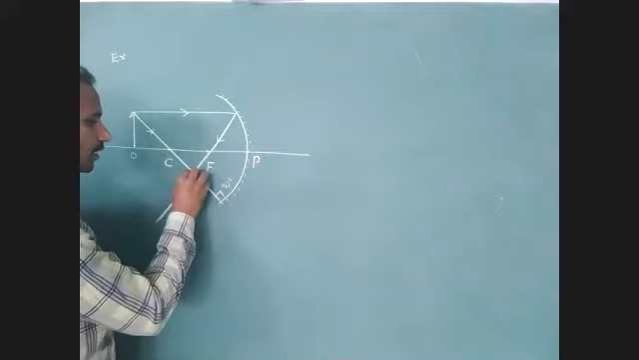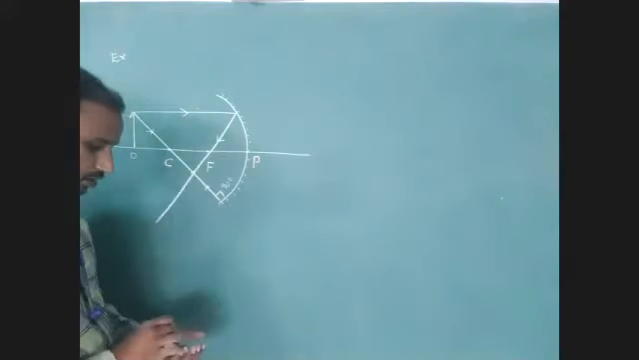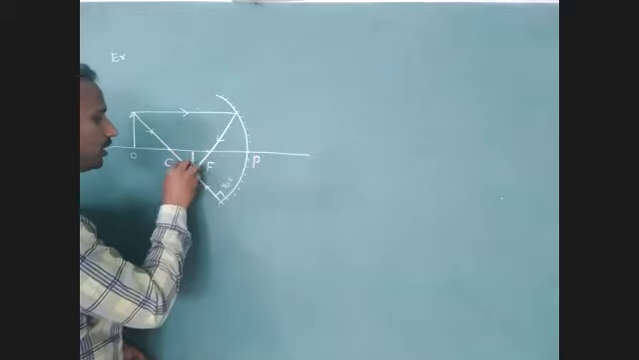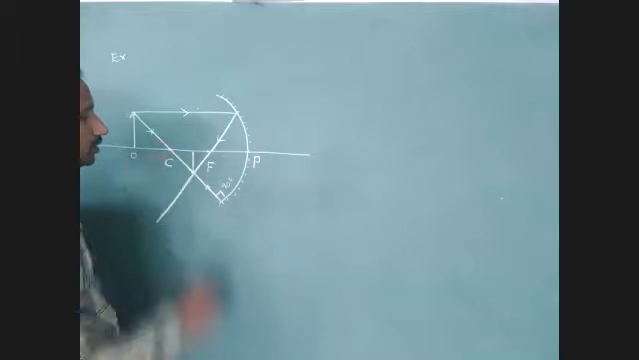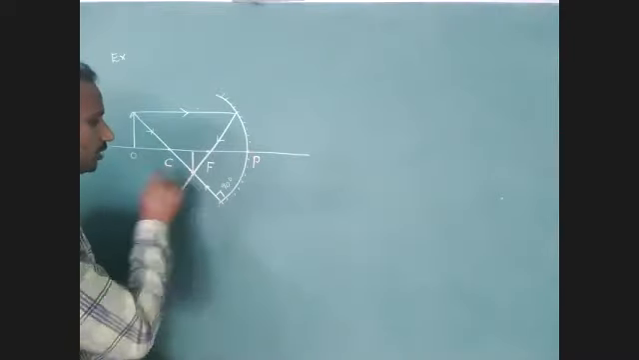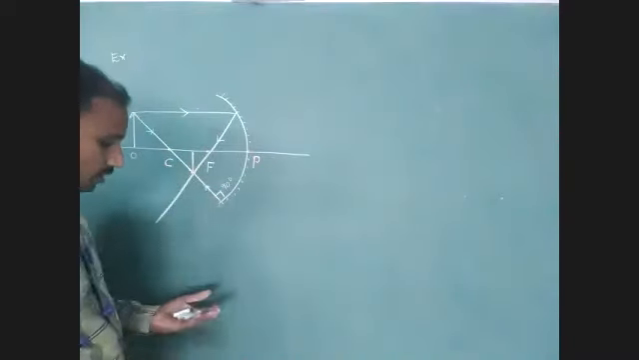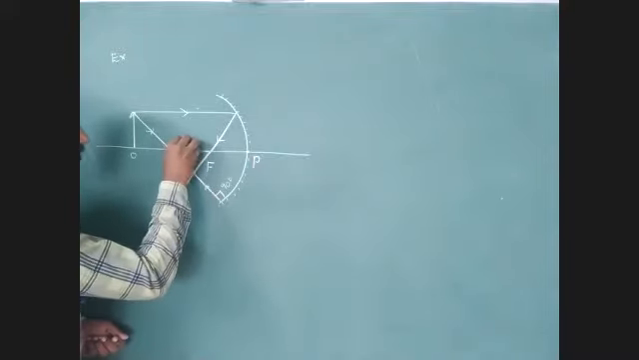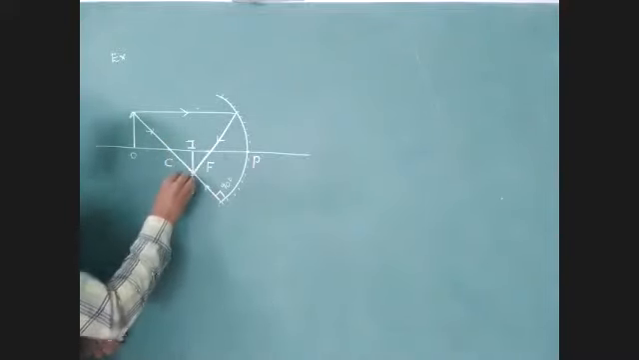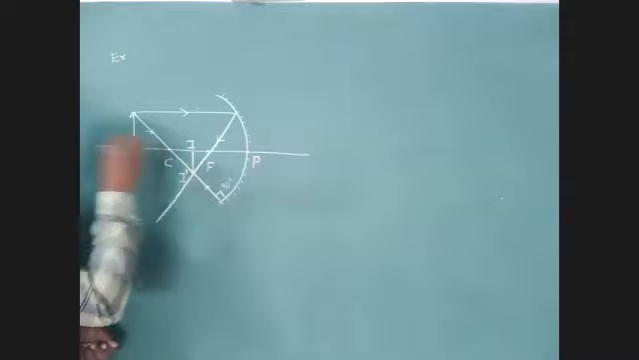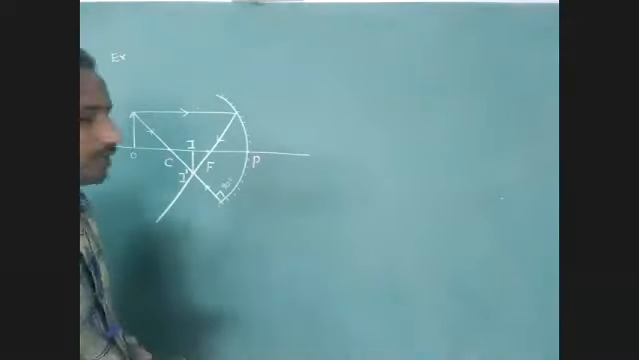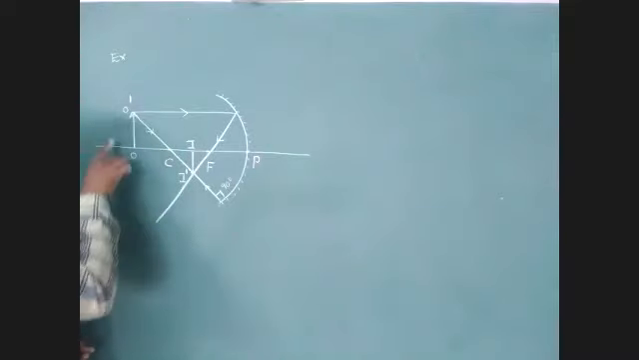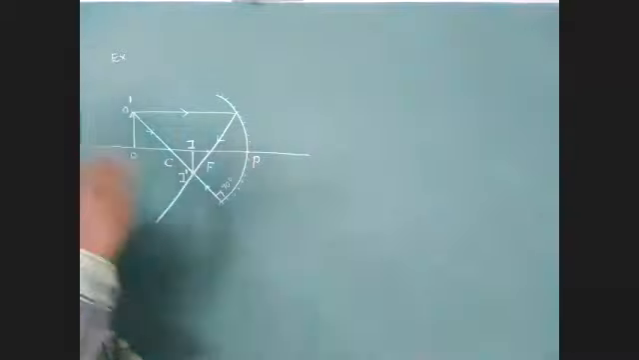These two reflected rays intersect at a common point. At this intersection point, we have to draw the image. This is the image formation point. We represent this point as I. I dash is the height of the image. Here, O dash represents the height of the object.